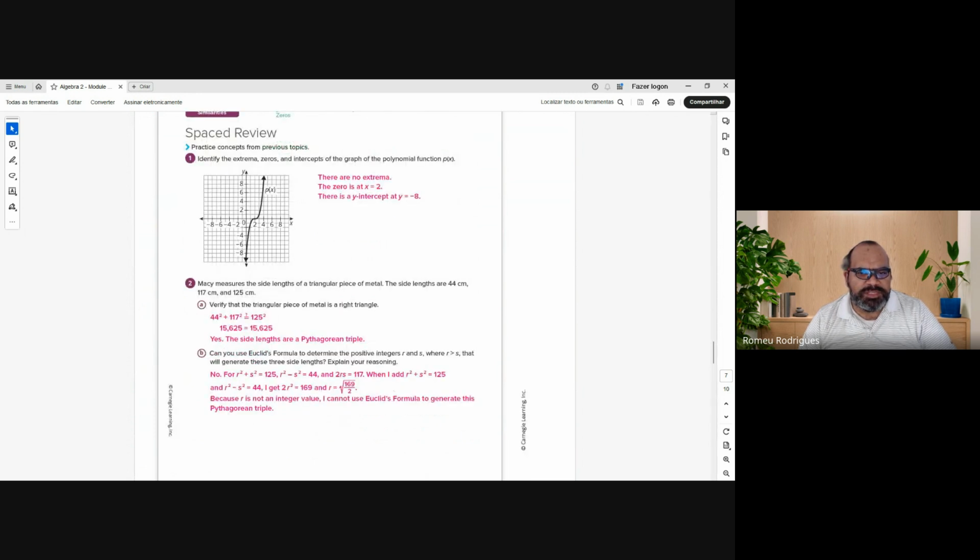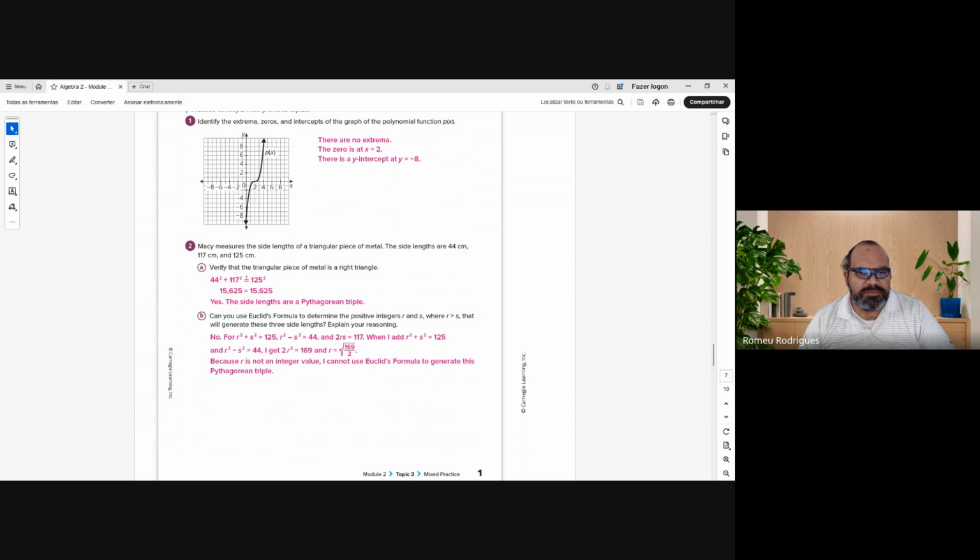Pythagorean triple, we just check if it is or not. And can you use Euclid's formula? No, because r squared plus s squared equals 125, r squared minus s squared equals 44, and 2rs equals 117. When I add, r squared plus s squared equals 125. And when we do the other ones, r is not an integer value. I cannot use Euclid's formula to generate this Pythagorean triple. Okay, we cannot use it.